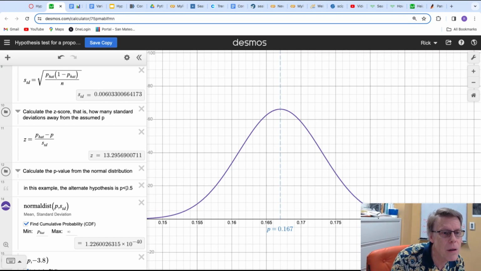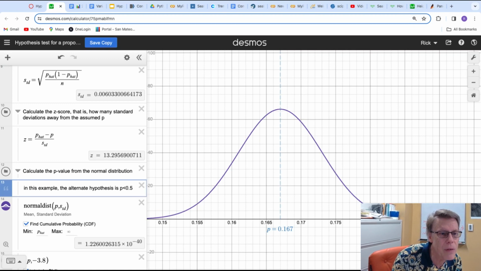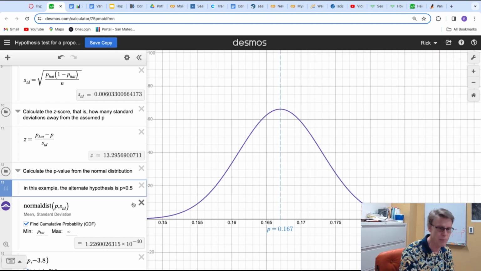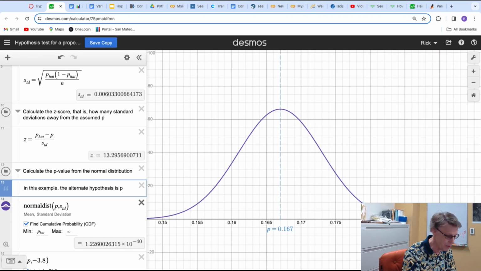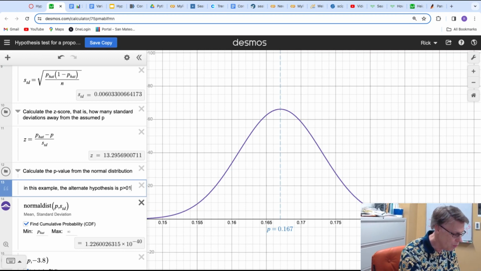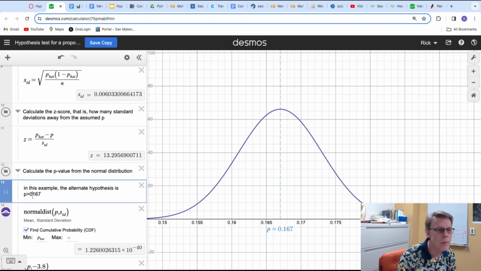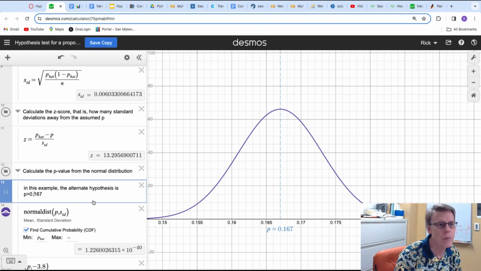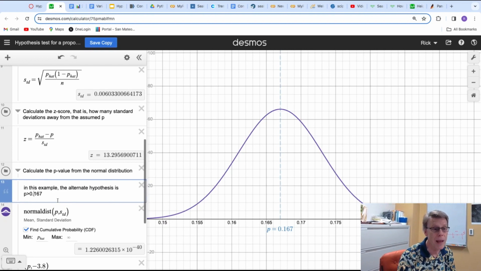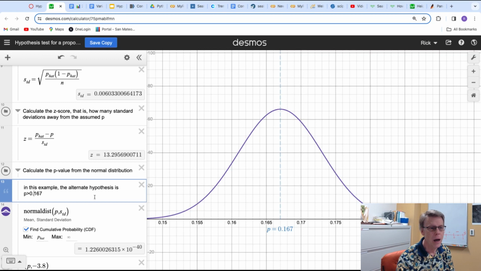This is funny. What did I mean here? In this example, the alternative hypothesis is not p is less than 0.5. I think I originally did a different thing. It's greater than 0.167. Sorry about that. I just noticed that typo and wanted to fix it before I forgot.